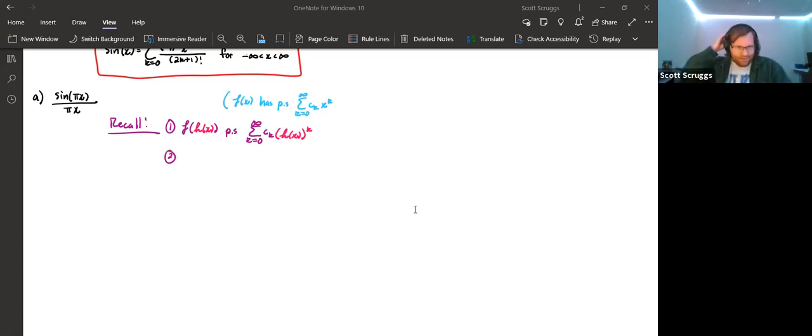The second property that I'm going to be using is if I have some coefficient x^n chilling on the outside of my power series, then I can move that x to the n power inside my series, giving me c_k x^(n+k). So those are the two properties that I'm going to be using to find the Maclaurin series for this problem.